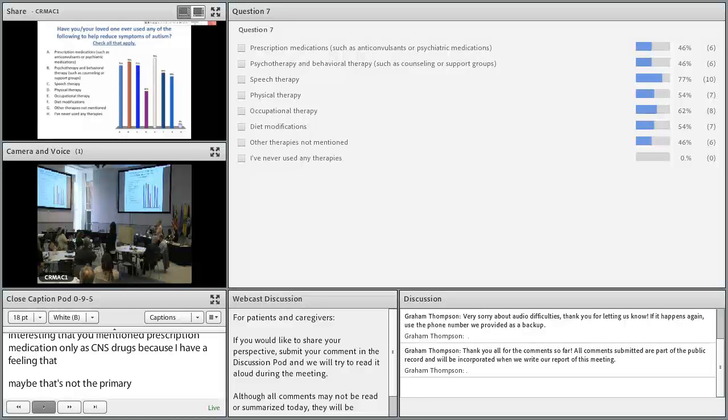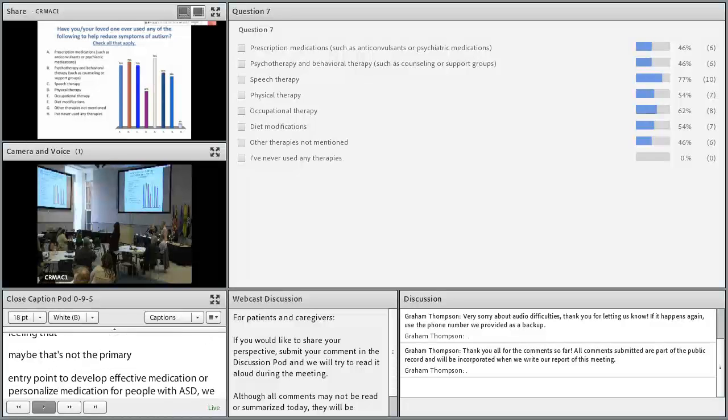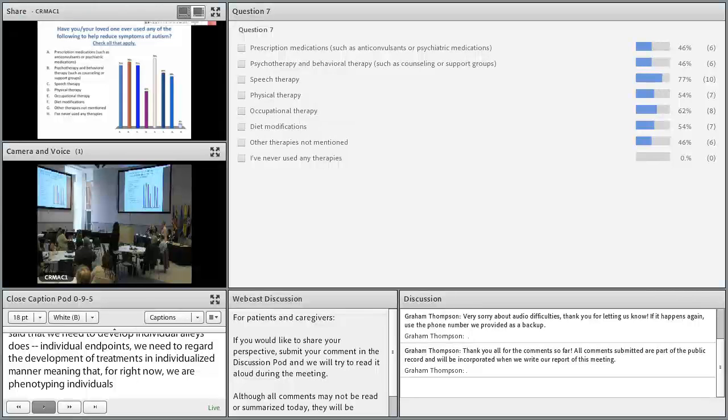What I mean by this is that we said that we needed to develop individualized endpoints. You also need to regard the development of treatments in an individualized manner, meaning that right now, we're phenotyping or subclassing individuals with autism based on behavior and determining adequate or prospective drugs while looking at these behaviors.